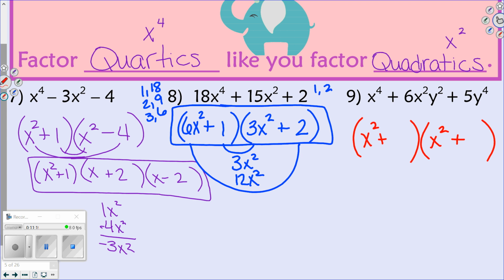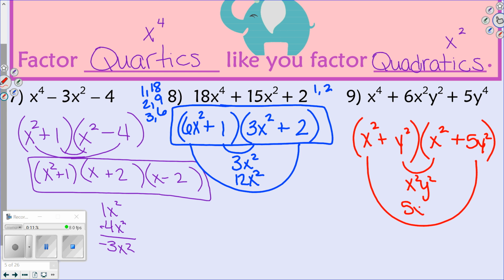Options for C. 1 and 5. And then there's a y to the fourth on there. y squared and y squared. So 1y squared and 5y squared. Because if you check them, that'll give me x squared y squared. Outside will give me 5x squared y squared, which is 6x squared y squared. So they come together once you go ahead and check and multiply those together.